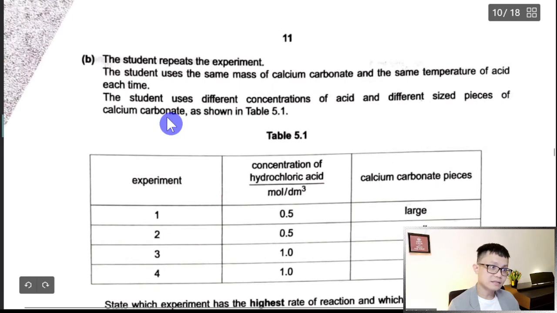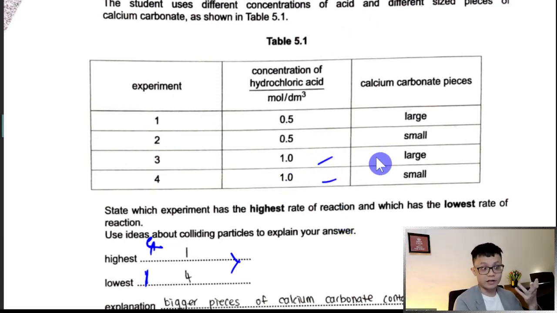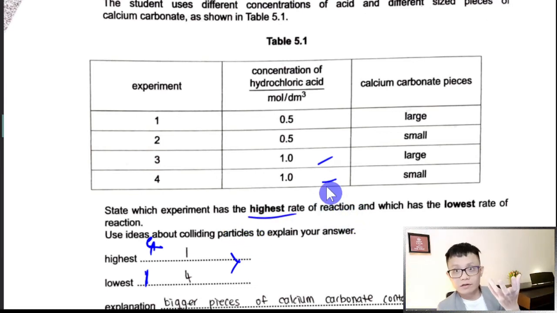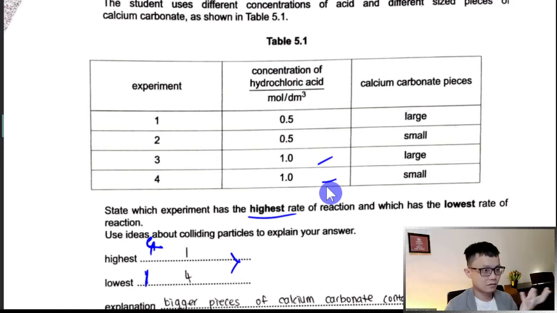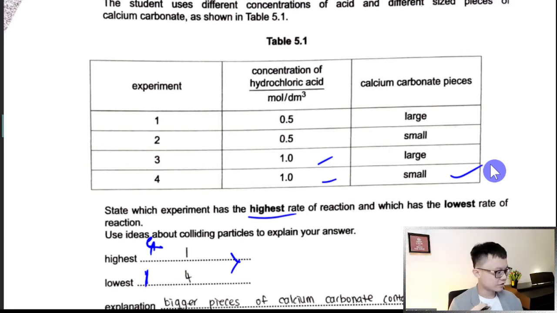The highest, correct or not? The highest is 4. Because the concentration is high, so it will be 3 or 4. Correct or not? Because you want to talk about the highest rate ma. So which one will work the best, the fastest? So the one that will work the fastest will be the concentration. The concentration must be higher. So it's either 3 or 4. And the calcium carbonate, but of course smaller is better. The smaller the particle, the better.